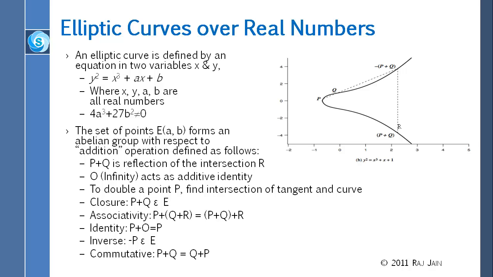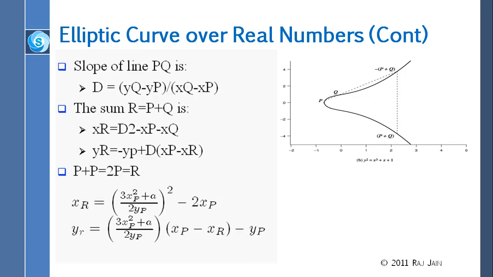To double a point, you find the tangent and the intersection. For closure, you take P and Q. If P and Q are on the curve, then the sum will be on the curve. And P plus 0 is P, and minus P exists. So for every point, you can find the negative of it, such that if you add it, you will get infinity. And then commutative means P plus Q is Q plus P. So whether you add P to Q or Q to P, you get the same thing. If you really want to do P plus Q, you do have to do a lot of math.